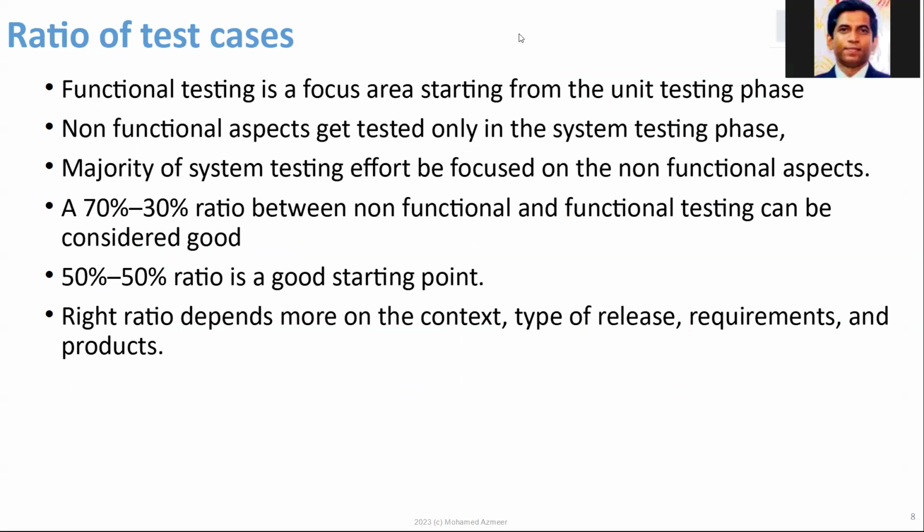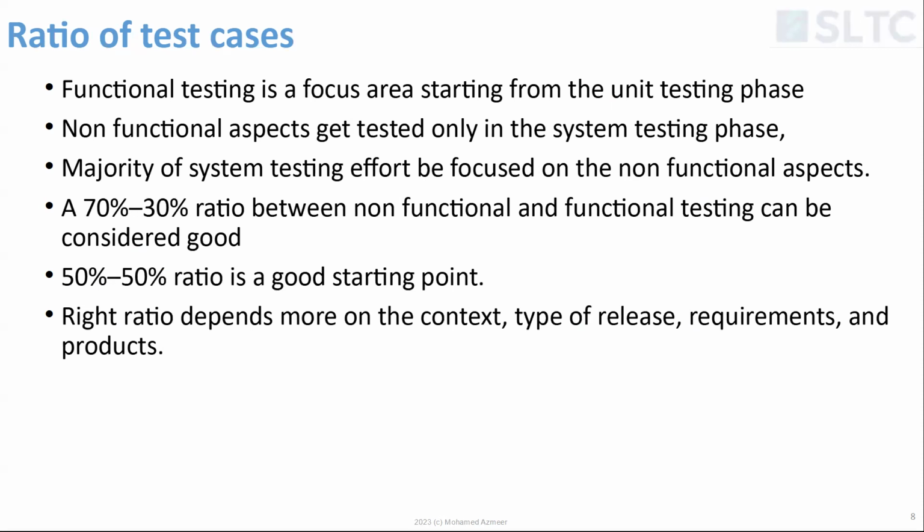Under ratio of functional testing, so that means focus area, right? How much of functional, non-functional to do. So we can start with say 50-50. 50% functional testing, 50% non-functional testing. But as you go forward, as we sort of mature with the product, it can be 70-30. 70% functional, 30% non-functional.